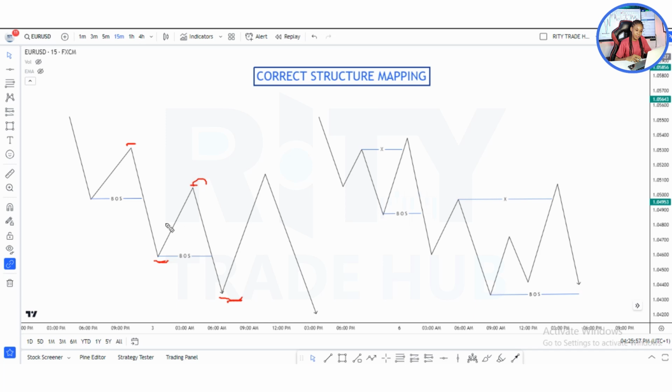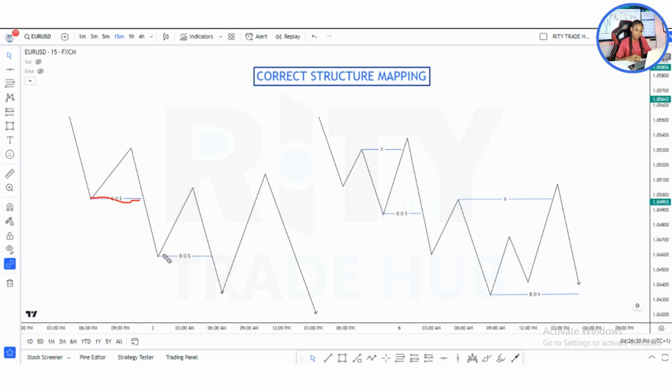marking these structures this way signifies that this is just one swing. So we have our swing move to be this way, and then we have this and then this. All of these are called internal structures. These are internal structures giving us one swing. So what this implies is that these are not breaks of structure.